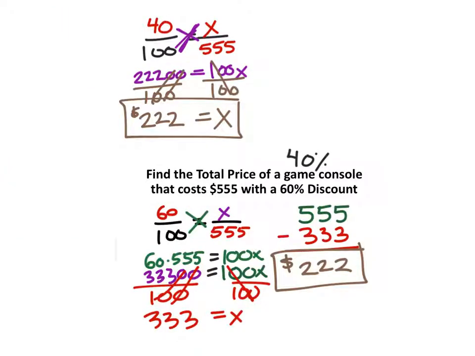So here's the work from that, and it shows both ways, whether you want to find the discount and take it off the original price, or if you want to solve for the total price directly.